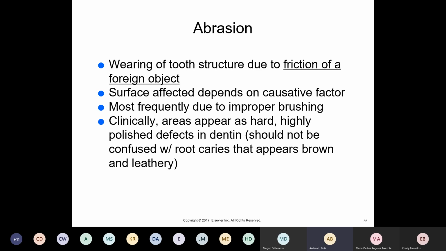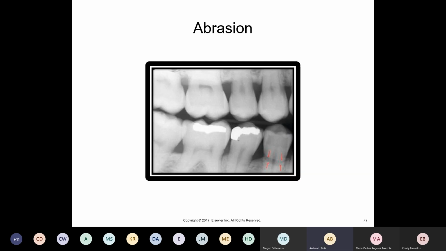Abrasion is more what I was talking about at the gum line. So this is wearing of tooth structure due to friction of a foreign object. The surface affected will depend on the factor, like what you're doing. Most frequently, it's due to that improper brushing with a hard toothbrush. It will appear as a highly polished defect in the dentin. It should not be confused with root caries. Root caries will appear brown and leathery when you look at it, where this is smooth and the dentin almost looks like you've polished it.